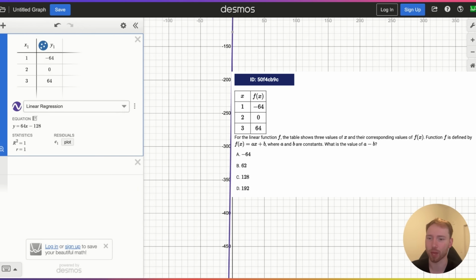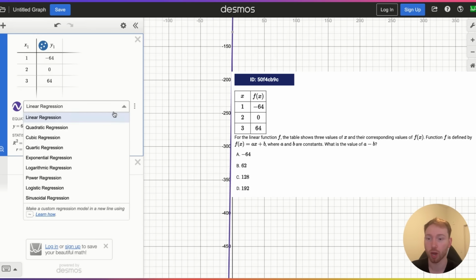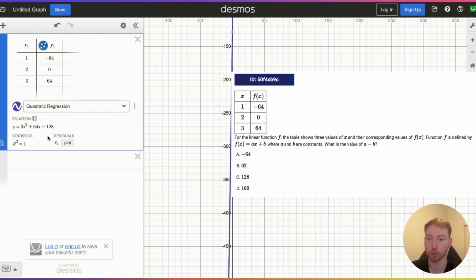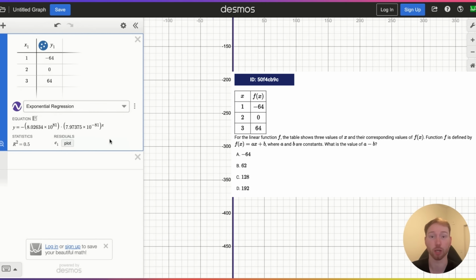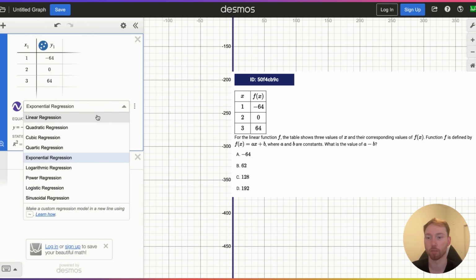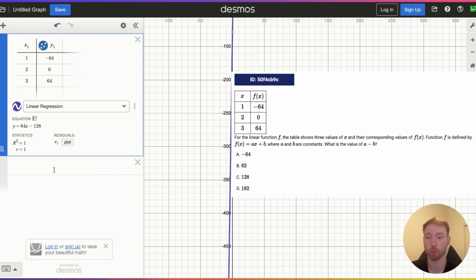If I click that, I get a linear regression and it's in y equals mx plus b form. So now I can immediately see what the slope is and what the y-intercept is. But if I click this down arrow caret here, I can make it a quadratic equation. I could also make a cubic regression, so x cubed, and the other one you might use is an exponential regression, if I had e to the power of x, or anything to the power of x. In this case, we want a linear regression, so I'm going to leave it as that.